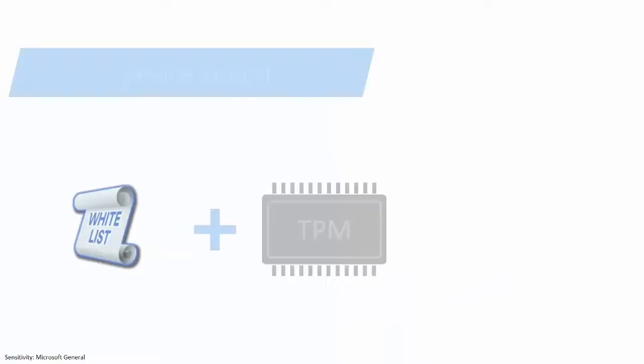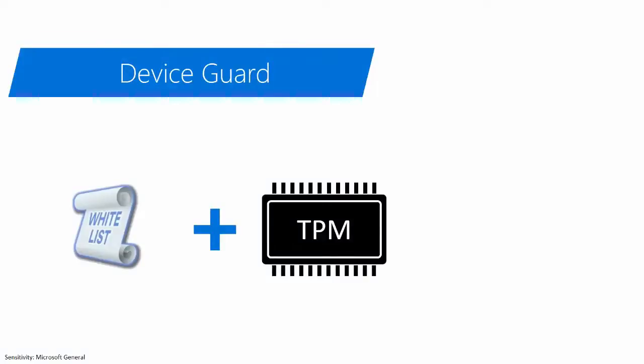One of the features that's supported by TPM at a device level, continuing to protect that device, is this concept of Device Guard. What Device Guard does is take a white list of applications, a specific list of applications that we want to run, and we marry that with the encryption and the virtualized security based on the TPM to create a locked down environment.